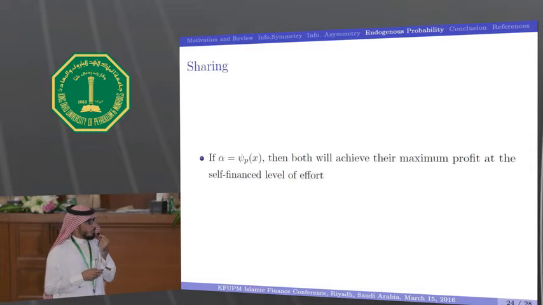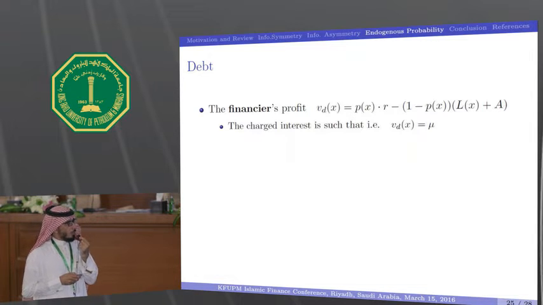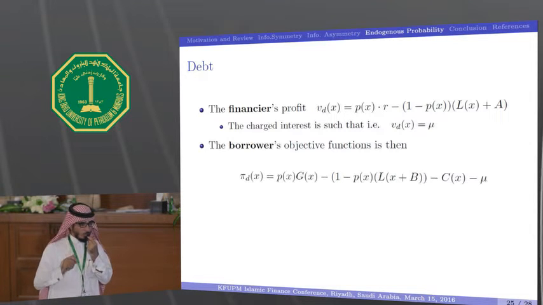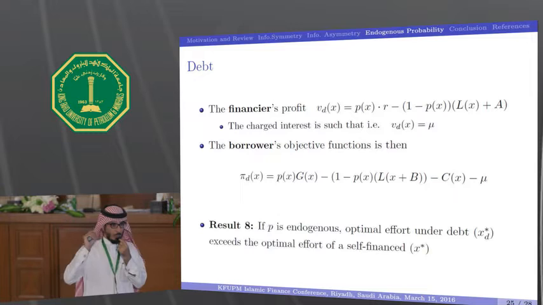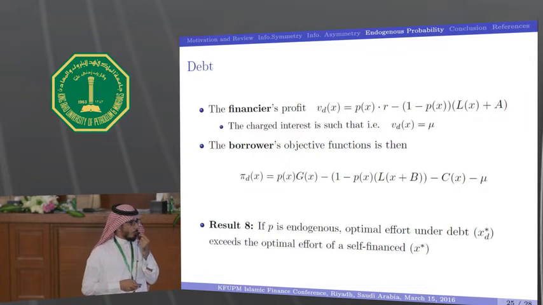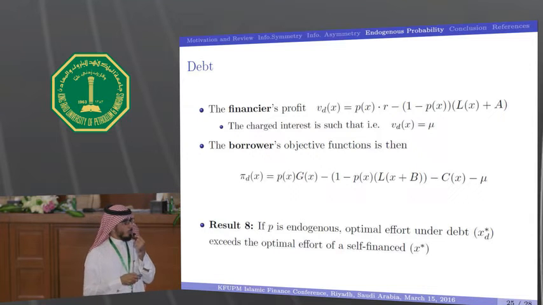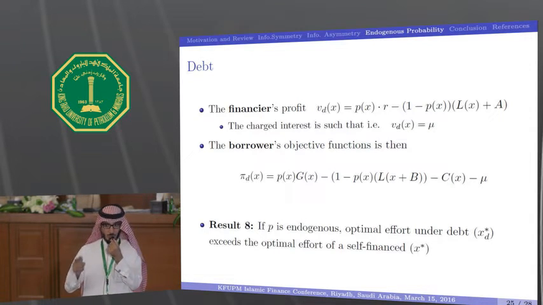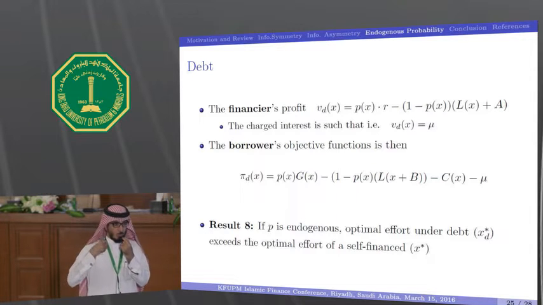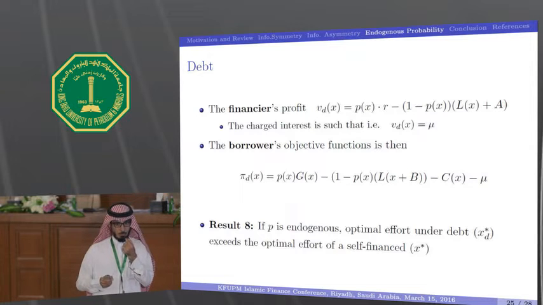Under debt, which is an interesting result, under the endogenous probability setting, the effort that maximizes the entrepreneur or the borrower's profit exceeds the optimal effort of the self-financed entrepreneur. So under debt, where the probability of success is a function of the effort, the entrepreneur will exert more effort than he would if he is self-financed.